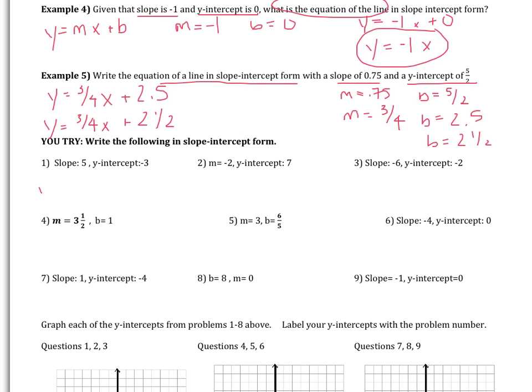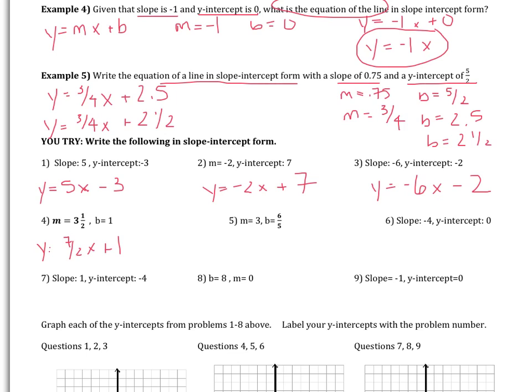All right, number 1, you should have had y equals 5x minus 3. Number 2, you should have had y equals negative 2x plus 7. Number 3, you should have had y equals negative 6x minus 2. Number 4, you have a slope that's a mixed number, so you should have changed it into an improper fraction. So you should have had y equals 7 over 2x plus 1.